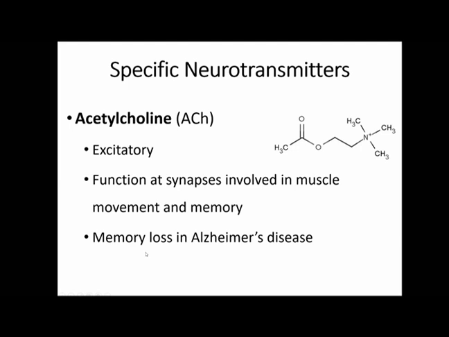And acetylcholine seems to be what's driving memory loss in people who have Alzheimer's disease. So again, having incorrect quantities and locations of this particular neurotransmitter seems to influence your ability to form and retrieve memories, specifically for Alzheimer's disease.